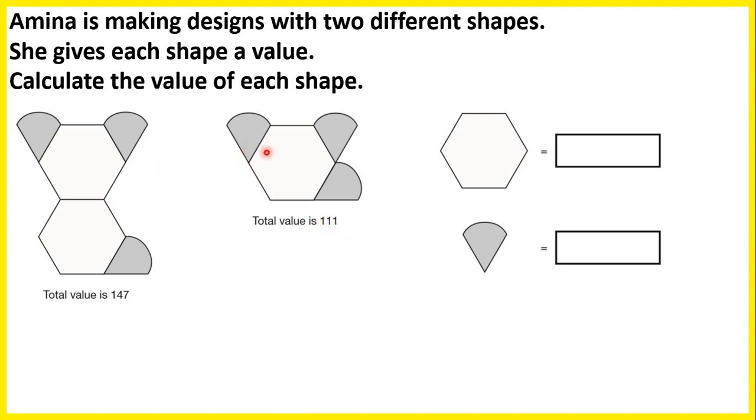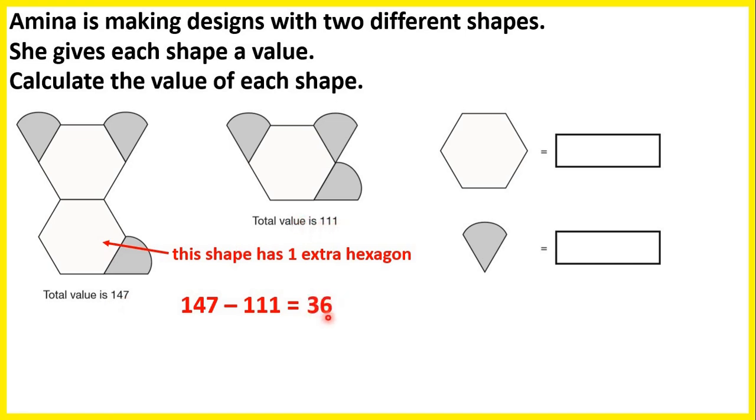So we can see that all that's different is that this design here has 1 extra hexagon. So we can find the difference with the total values, and that will give us the value of a hexagon. So 147 minus 111 is 36. So that means the hexagons must have a value of 36, because the only extra shape that this design uses is one extra hexagon, and that makes the total value an extra 36.